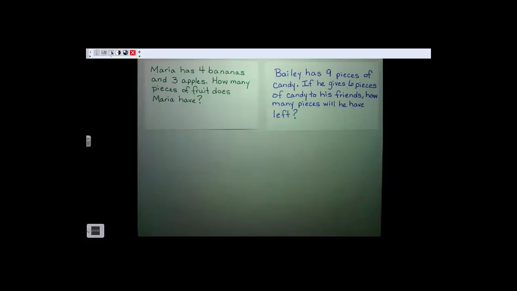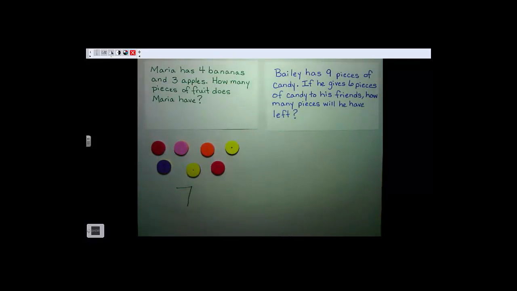The first problem says Maria has 4 bananas and 3 apples. How many pieces of fruit does Maria have? First graders could use counters to model what is happening in the problem, counting out 4 counters for the bananas and 3 counters for the apples. First graders might count all of the counters to find out how many pieces of fruit there are. 1, 2, 3, 4, 5, 6, 7. Maria has 7 pieces of fruit.